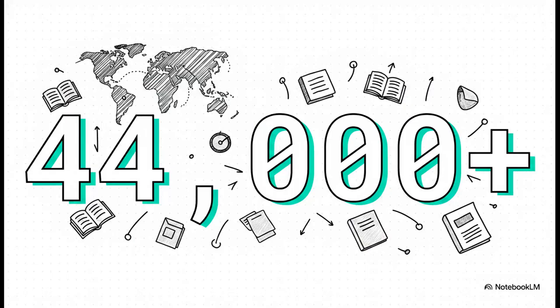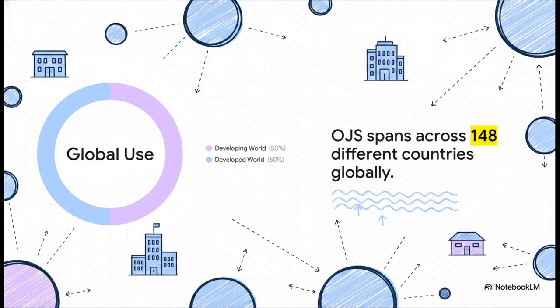To truly wrap your head around its global impact, just look at this number. OJS isn't just some tiny niche tool. It currently supports over 44,000 active journals worldwide. That is an absolutely massive footprint in the academic publishing space. And this chart brilliantly illustrates just how widely it's trusted. We are looking at a platform that serves as a crucial pillar for open science across 148 different countries. It empowers everyone, from small, local research collectives to massive universities, to share knowledge on a truly global scale.